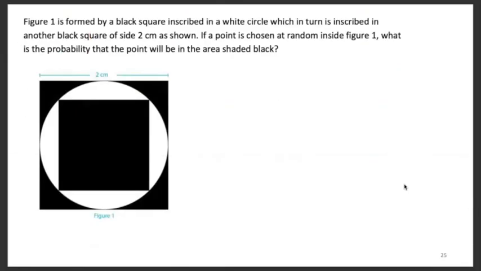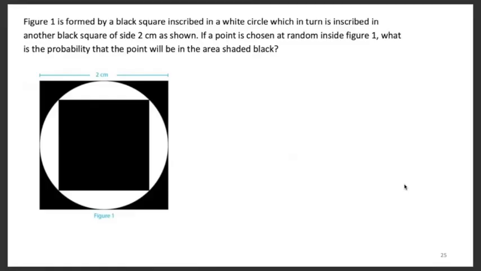Figure 1 is formed by a black square inscribed in a white square, which in turn is inscribed in another black square of 2 centimeter, as shown. If a point is chosen at random inside figure 1, what is the probability that the point will be in the black part, in the shaded black part? Okay, so we are given here the outer profile of the black square, which is 2 by 2. When you say probability that the point will fall in the black area, we are basically looking at the ratio of black part to the total area.